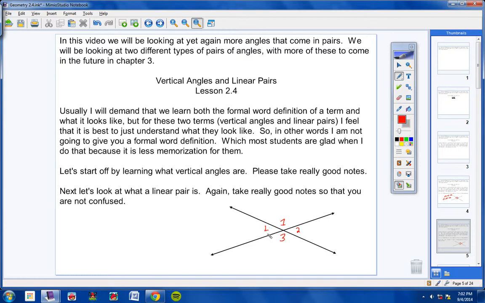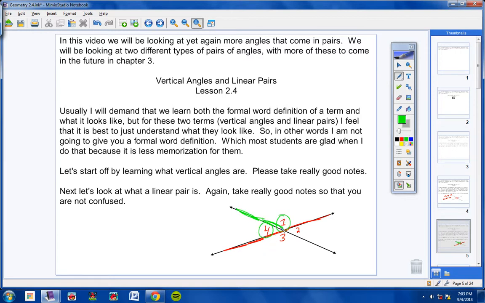Now if I'm going too fast, just tell the supervising teacher to pause the video, okay? I go fast on purpose, expecting you guys to pause the video when necessary. So go ahead and draw two intersecting lines again, and go ahead and write in angles 1, 2, 3, and 4. Now, here's what a linear pair is. It's when you have a straight line, like this red line here, and then you have a line coming off of it, like this. So these two angles here are linear pairs.